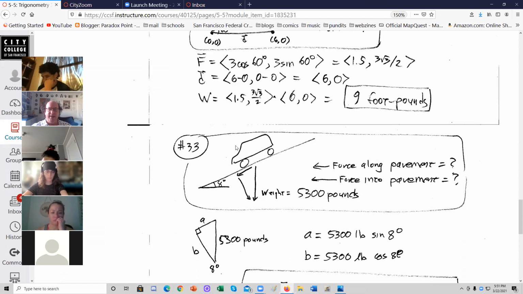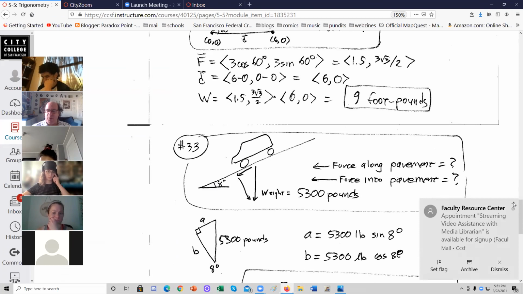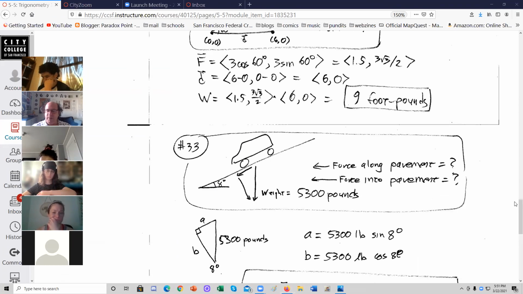Here we have my way of drawing a picture of a car, not very good. A van, I suppose. It's parked along a sloped street, sloped at 8 degrees. Its total weight is 5,300 pounds. What is its force along the pavement? What is its force perpendicular into the pavement?